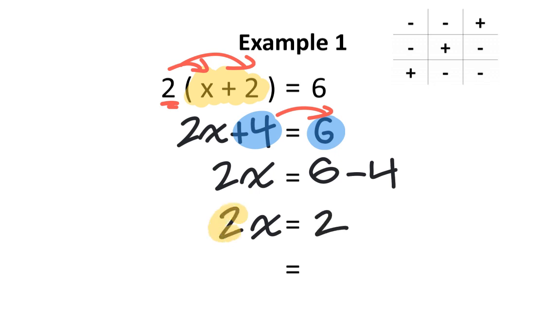Next, take a look at the 2 in front of the variable of x. What is that 2 doing to it? Well, it is multiplying, and the opposite of multiplying is dividing. So I'm going to divide this by 2, and what you do to one side of an equation, you must do to the other. So I'm going to divide that side by 2. These 2's are going to cancel out, which leaves me with just x, and 2 divided by 2 is 1. Therefore, x is equal to 1.